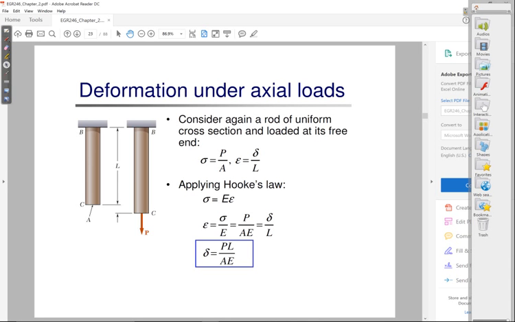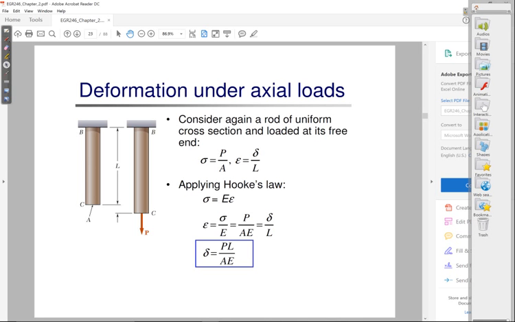So here's how we're going to derive this equation. You can see that the equation is delta, or the amount of stretch, or your deformation, is equal to P, where P is the axial load, or your axial force. L is the length. A is the cross-sectional area. And E is Young's modulus.